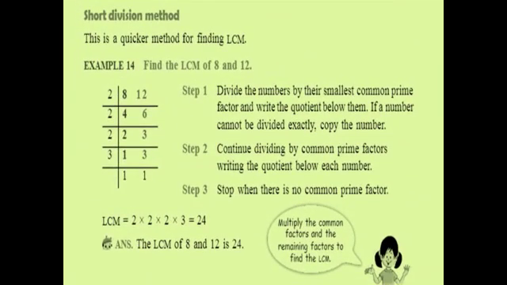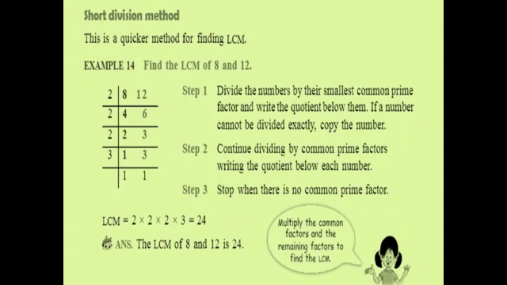Next is short division method. So we will see an example to find the LCM for 8 and 12 by using short division method. Take the numbers 8 and 12. Divide the numbers first by their smallest common prime factor. Here, which is the smallest common prime factor between 8 and 12? It is 2. So what you do? Write 2 and write the quotient below them.